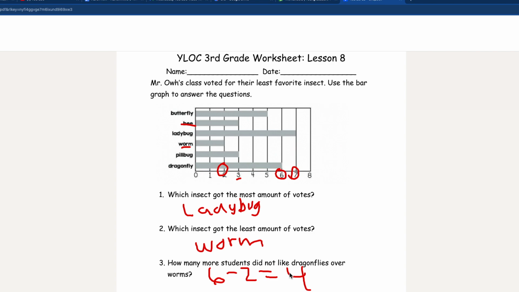Number 5. How many students in total participated in the survey? We have to look at every single option. Butterfly has 5 votes, bee has 3 votes, so 5 plus 3 equals 8. Then add ladybug, which is 7, so 8 plus 7 is 15. Add worm, plus 2, equals 17. Pillbug plus 3 equals 20. And 20 plus 6 is 26. So 26 students participated in total for the survey.